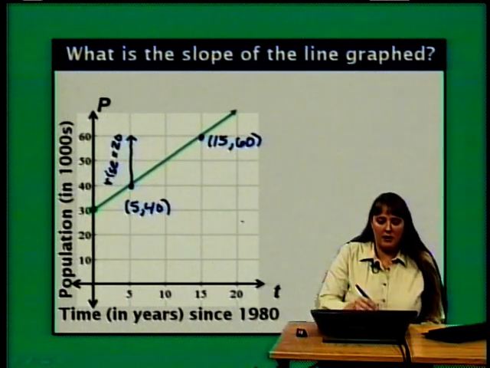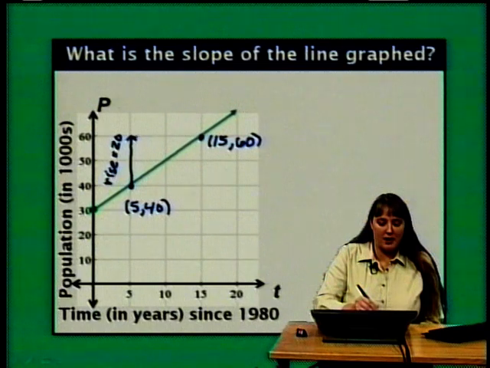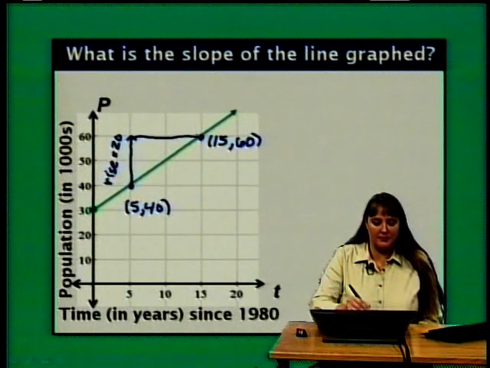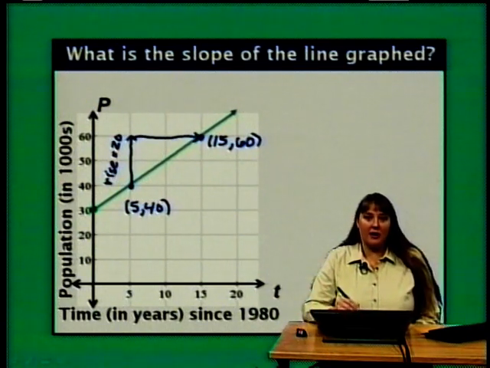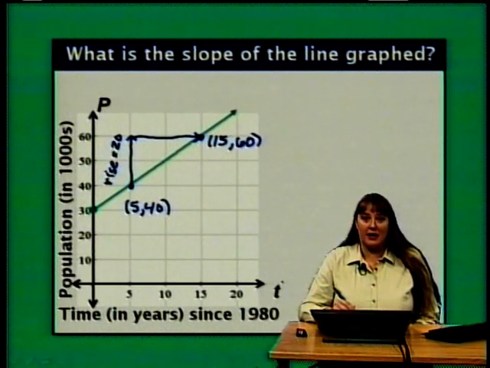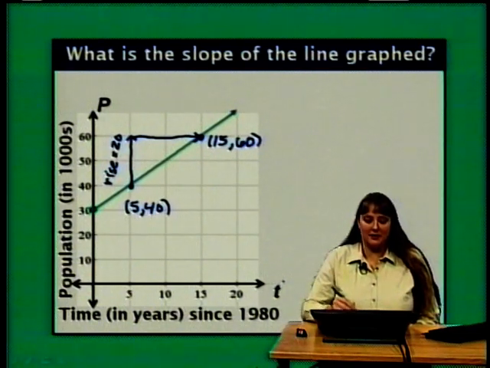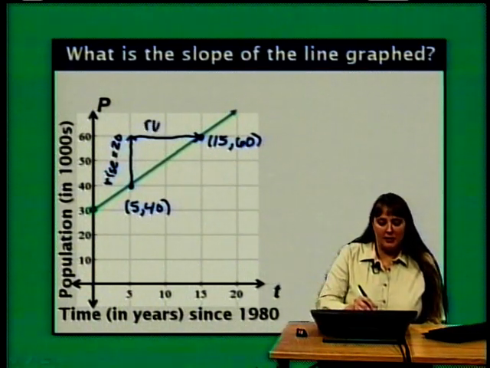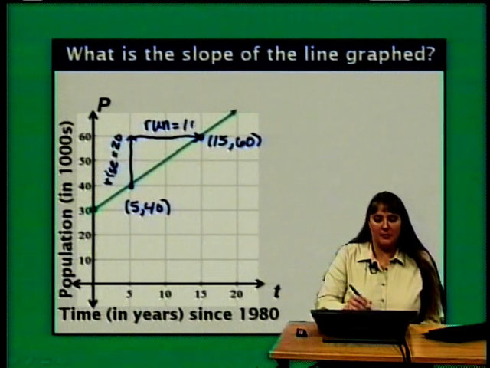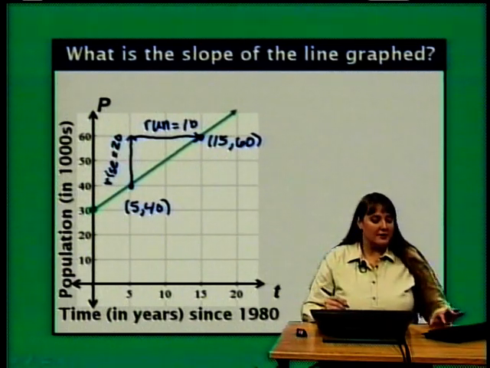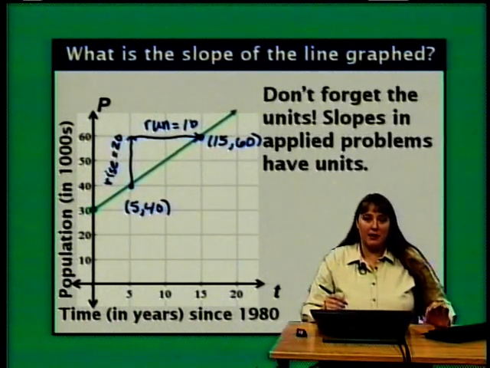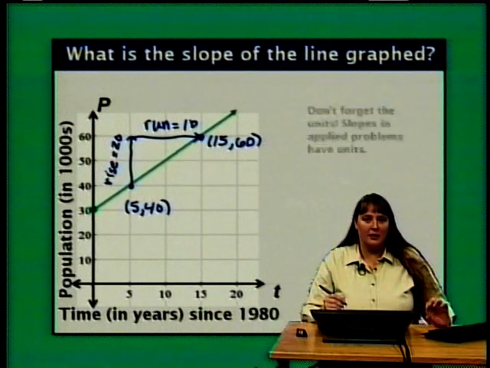For my run, I also have to move, this time across 2 boxes. But again, I need to look at what is the scale on my horizontal axis. If I look at my horizontal axis, I can see that the scale is 5. I'm moving from 5 to 15. So the run is 10. Now when I go to compute the slope, I need to be a little bit careful. I want to make sure that I don't forget the units in my calculation. Slopes in applied problems always have units.